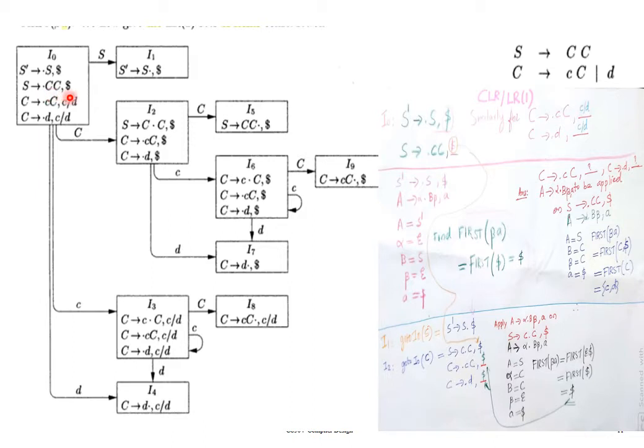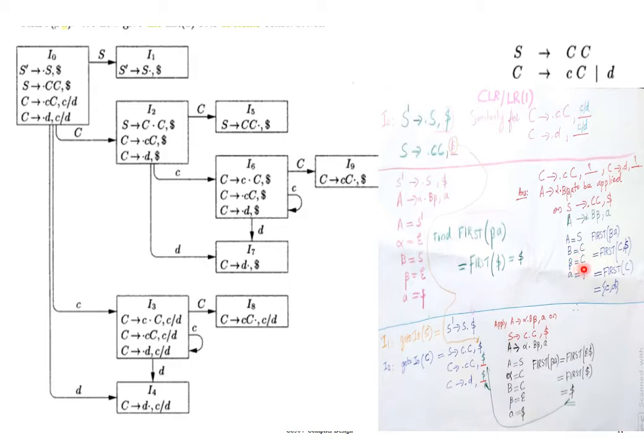Then what is the next goto? Goto of I0 on capital C. So what will be goto of I0 on capital C? S gives capital C dot, shift the dot one position right, S gives C dot C comma dollar. This dollar is exactly copied from that. Then in the case of I2, after the dot there is capital C. So we have to add the productions of capital C, both the productions with the dot at its leftmost end. But how this dollar came, that we have to observe.